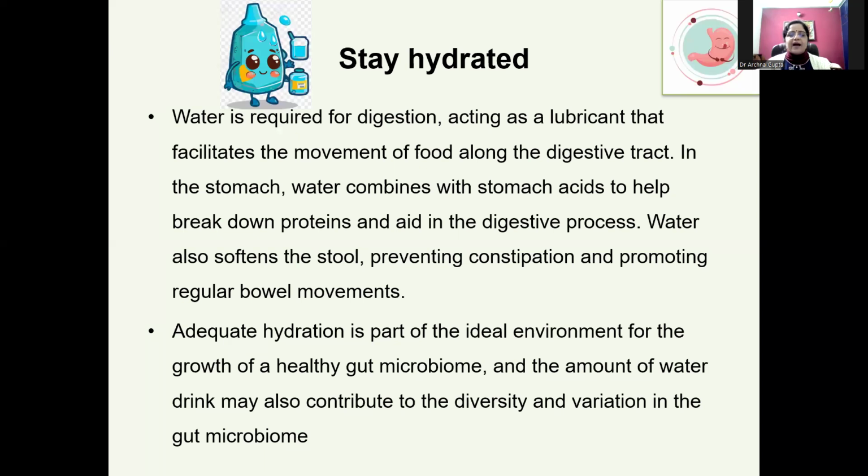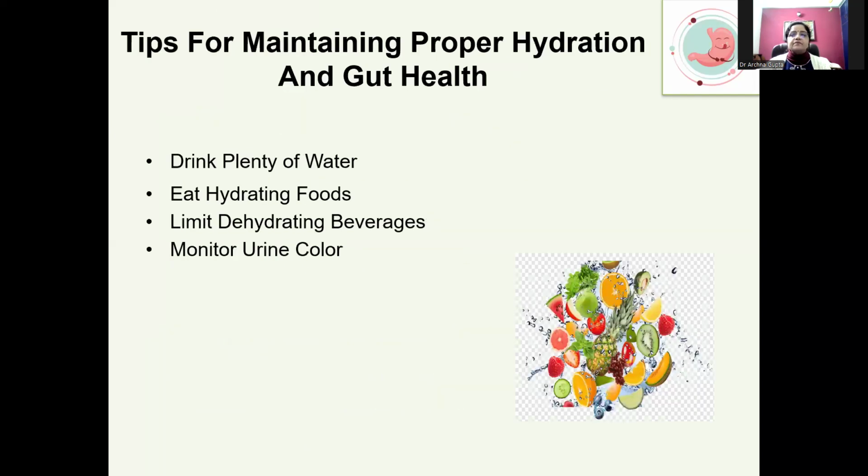Adequate hydration is part of the ideal environment for the growth of a healthy gut microbiome. And the amount of water we drink may also contribute to the diversity and variation in the gut microbiome. So water is very important. How to maintain your hydration and gut health? Drink plenty of water, eat hydrating foods, limit dehydrating beverages, and monitor your urine color also.